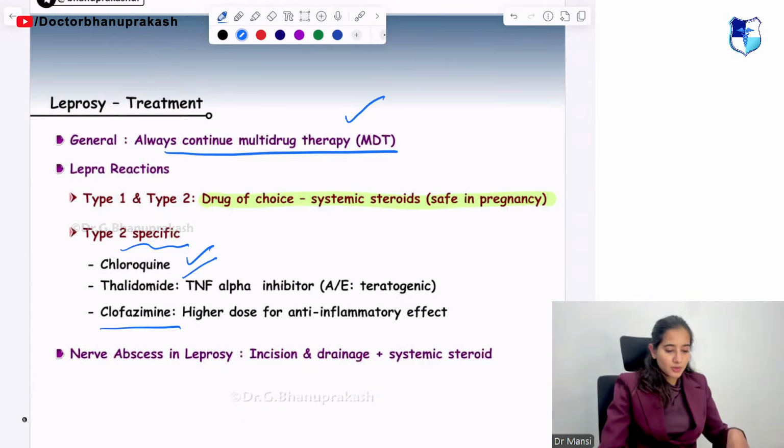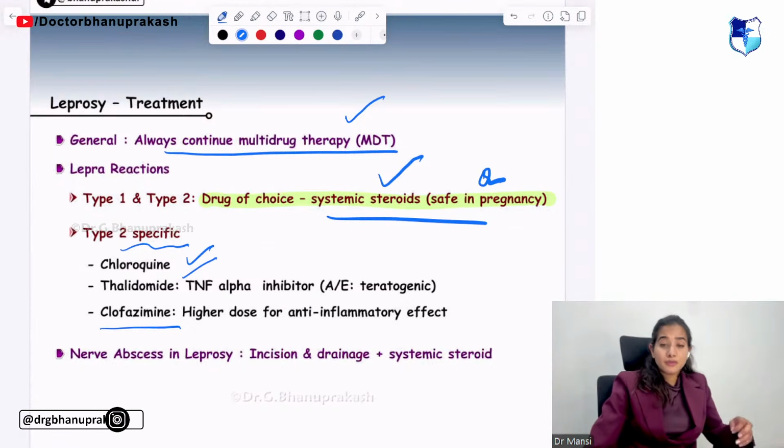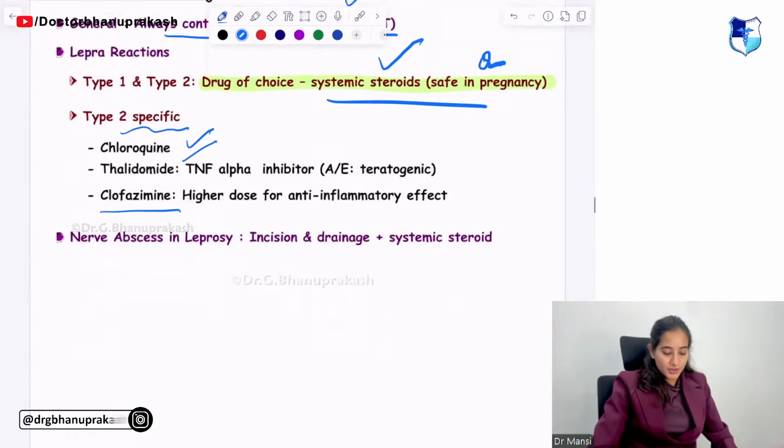Okay, so that is all you need to know. You don't have to go into so much depth. For pregnancy, you remember you give only systemic steroids. So if a pregnant female is coming and she's having symptoms of Lepra reaction, type 1 or type 2, doesn't matter, if she had this sudden onset erythema, then you just give systemic steroids to that patient.